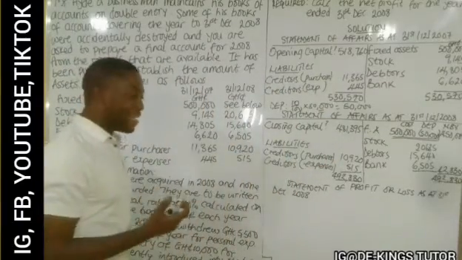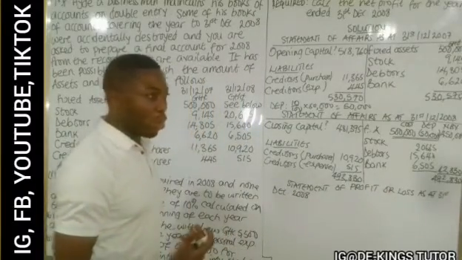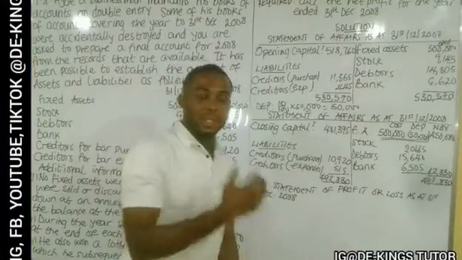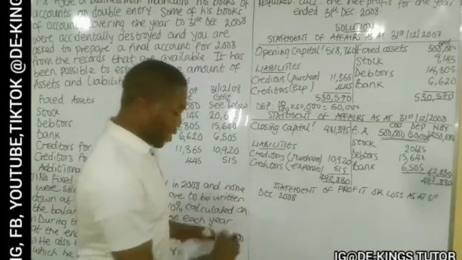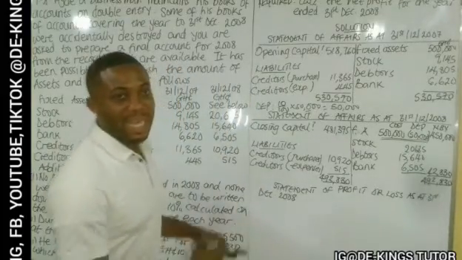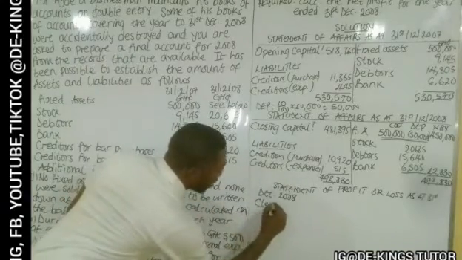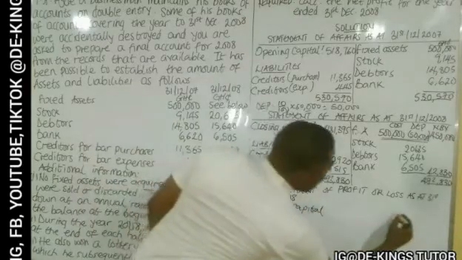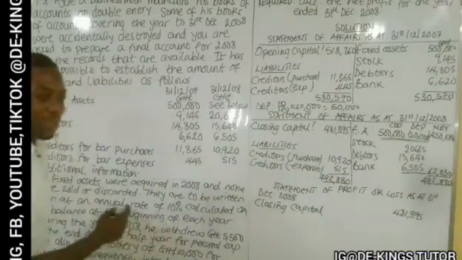Now I gave a format in the video to prepare the statement of profit or loss. In this situation, we are going to compare the closing capital and the opening capital to see the one that is bigger. Okay, if the closing capital is more, it means there's profit, but if it is lesser, it means there's loss. I gave the format in the previous video. So we have the closing capital, which is 481,395. Now the next is to add drawings.